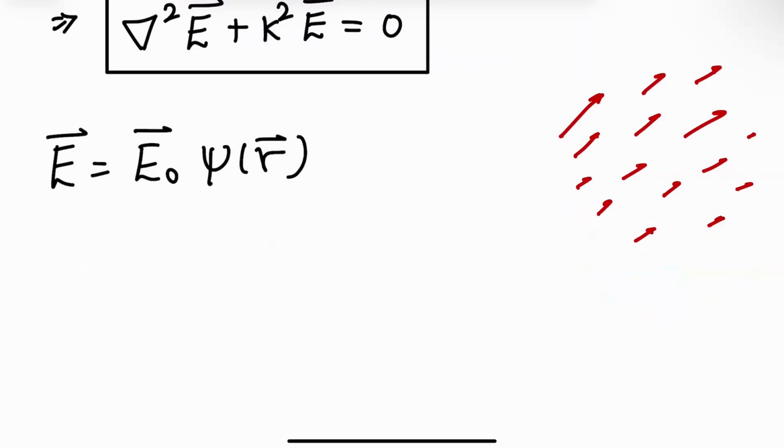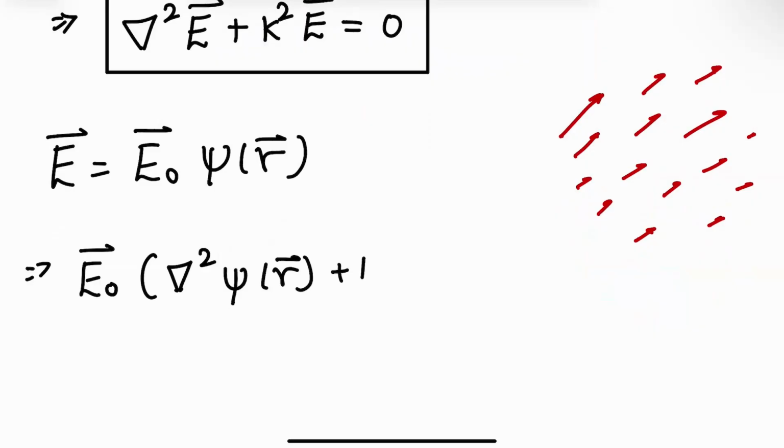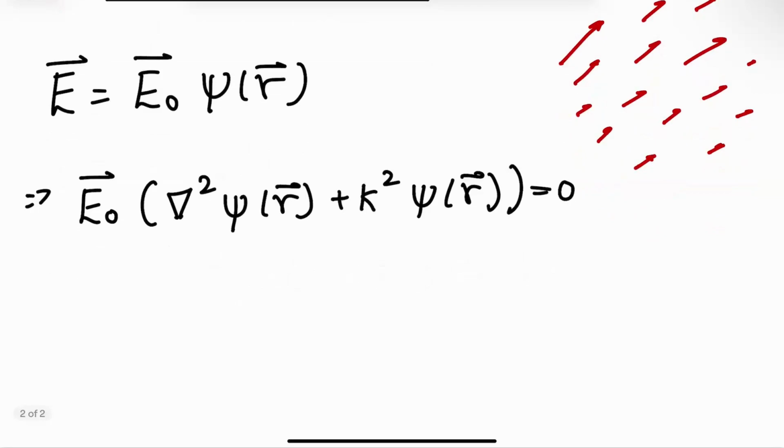You substitute this into that equation and see what you get. You will get E naught times the Laplacian of psi of r plus k squared psi of r equals 0. Of course, if you want this to be true for an arbitrary E naught, then you need the scalar wave equation to be true. Essentially we want to solve the scalar wave equation.